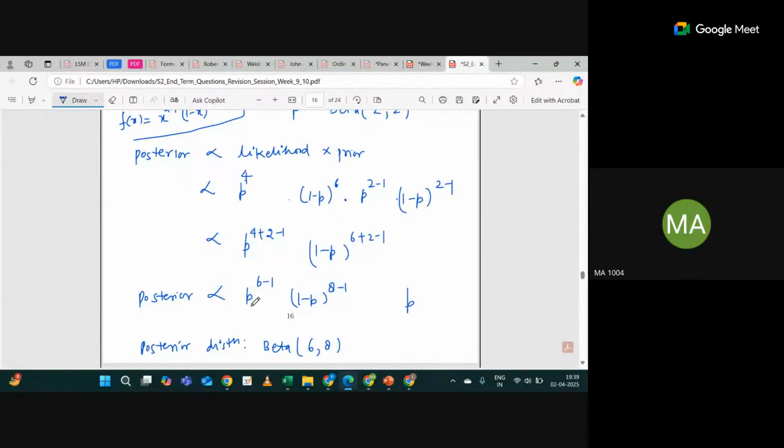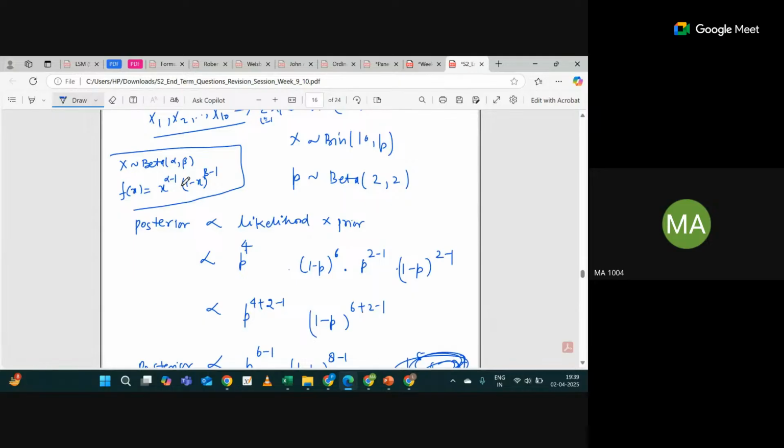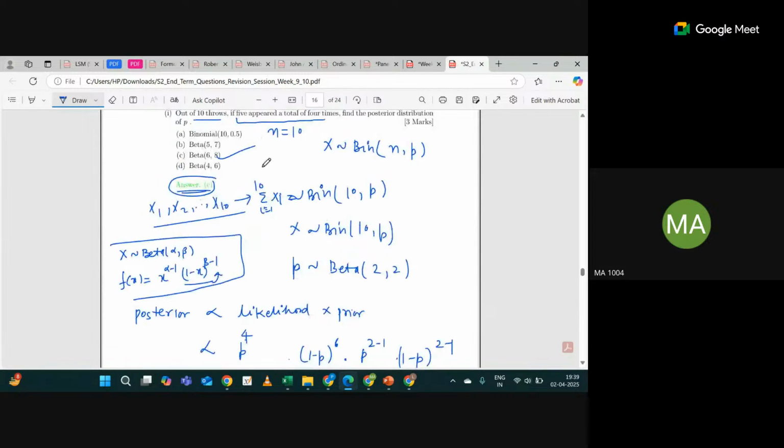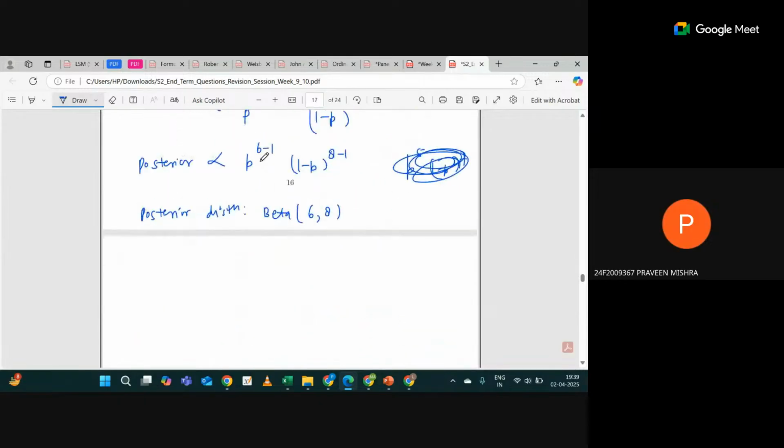They write p raised to the power 5, (1 minus p) raised to the power 7, and the answer as beta 5 comma 7. No. What is the PDF form? x raised to the power alpha minus 1 into (1 minus x) raised to the power beta minus 1. Then it follows a beta distribution with parameters alpha comma beta. So that's why option C is correct: 6 comma 8. Is the question clear to all of you?